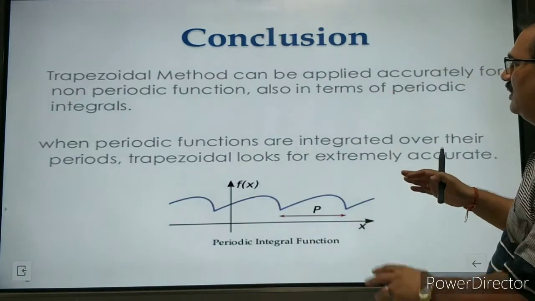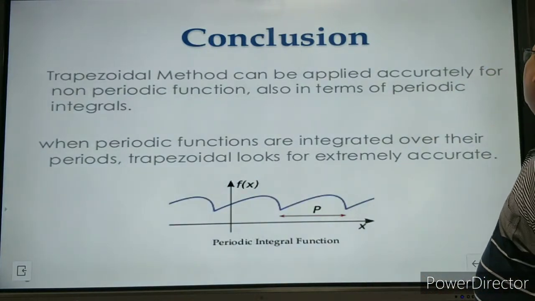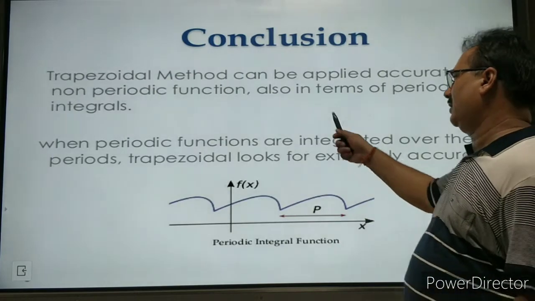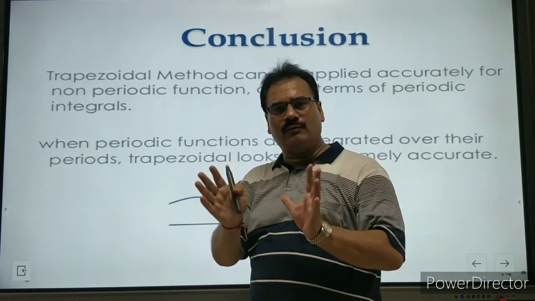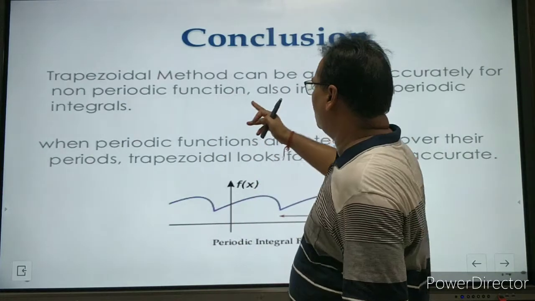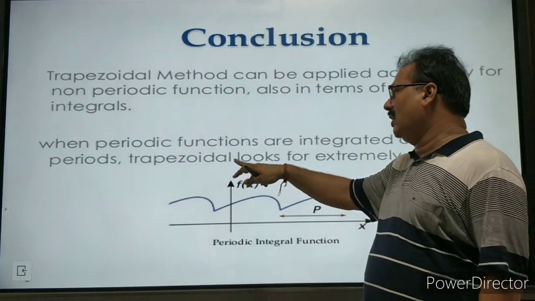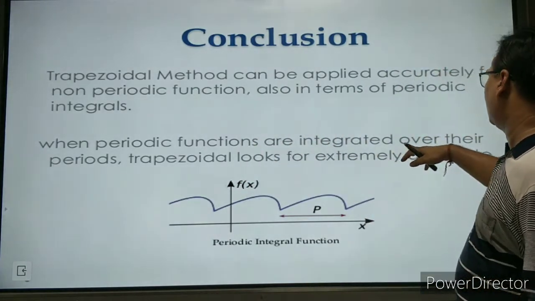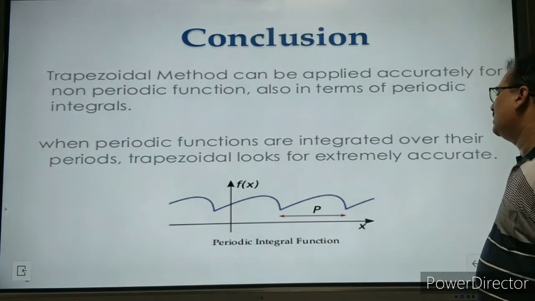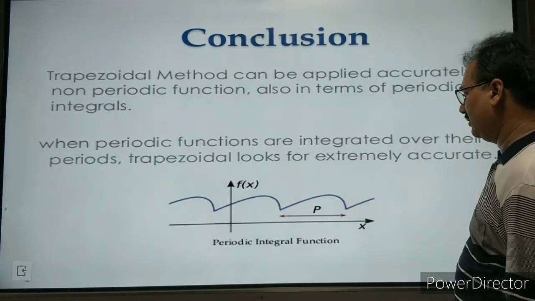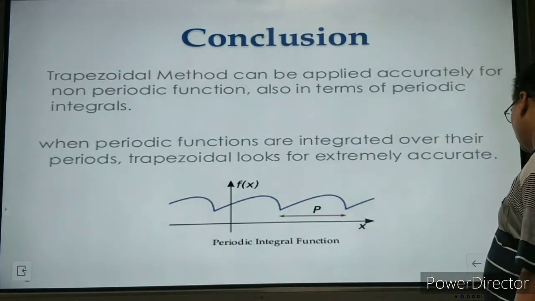Now, what is the conclusion here? In this sense, the trapezoidal method can be applied accurately for non-periodic functions. Keep in mind that the trapezoidal rule is best suited for non-periodic functions. Also, in terms of periodic integrals, when periodic functions are integrated over their periods, the trapezoidal rule is extremely accurate. So this is a periodic integral function.